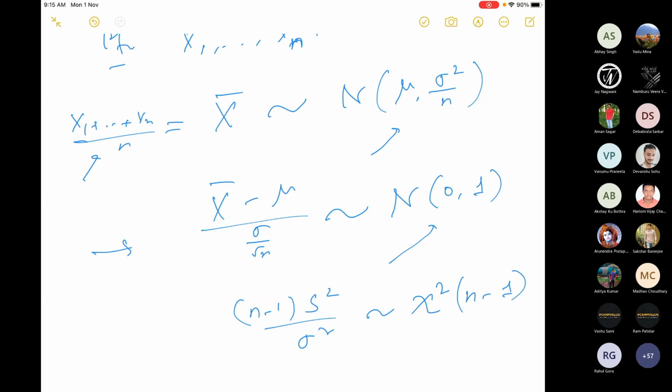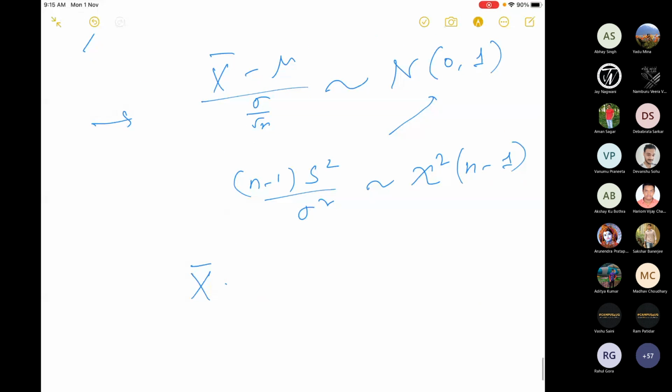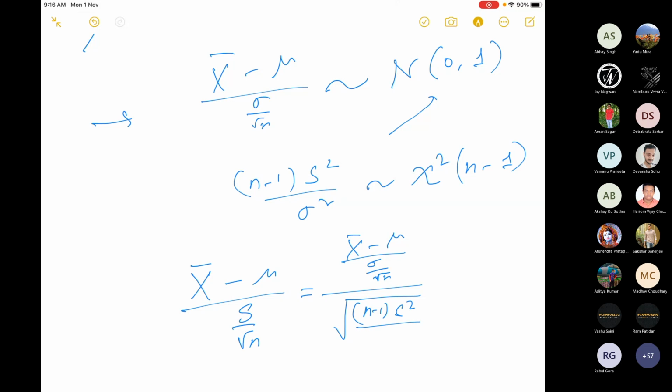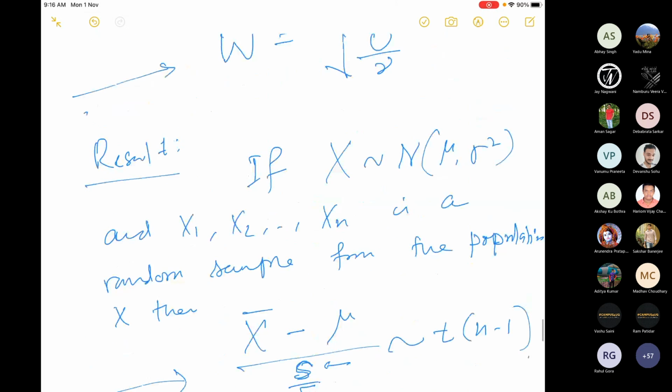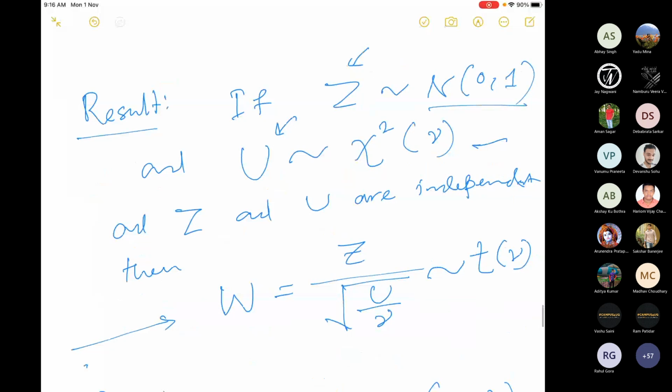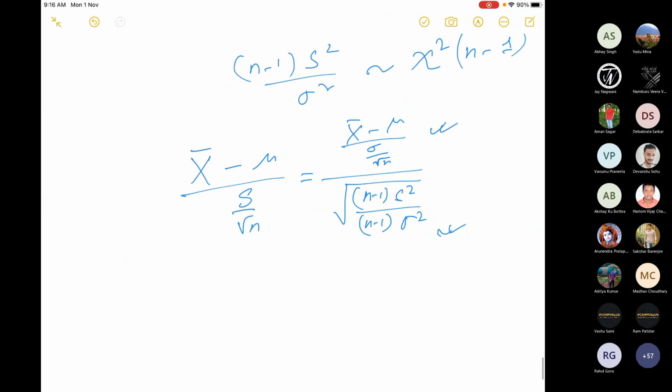Now this is chi square. Then what happens? X bar minus mu by s by root n will be X bar minus mu by sigma by root n, divided by the square root of n minus 1 s square by n minus 1 sigma square. Now what is this? This is standard normal, and this is chi square. By the result, if Z is standard normal and U is chi square with nu degrees of freedom, then Z by square root of U by nu is a T distribution. So this will be T of n minus 1.